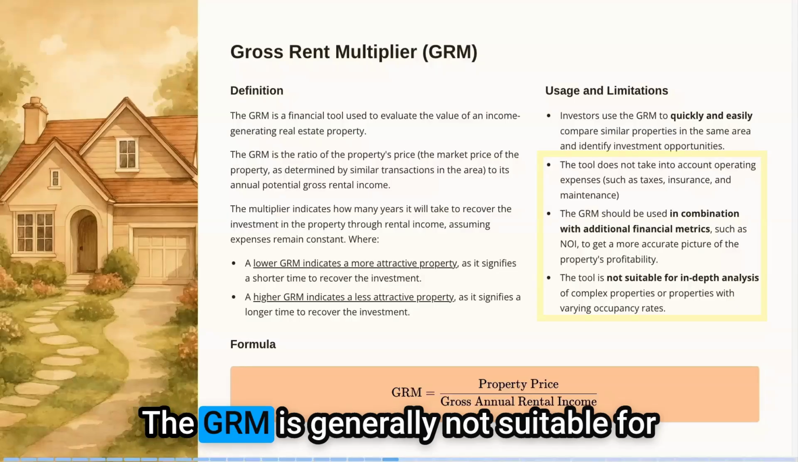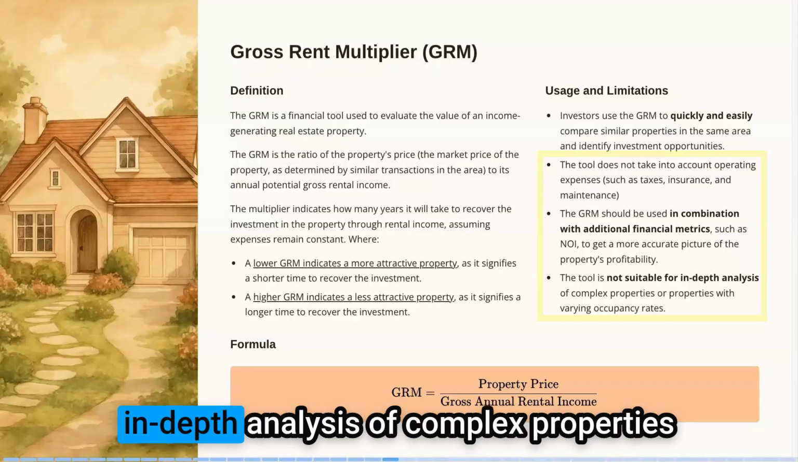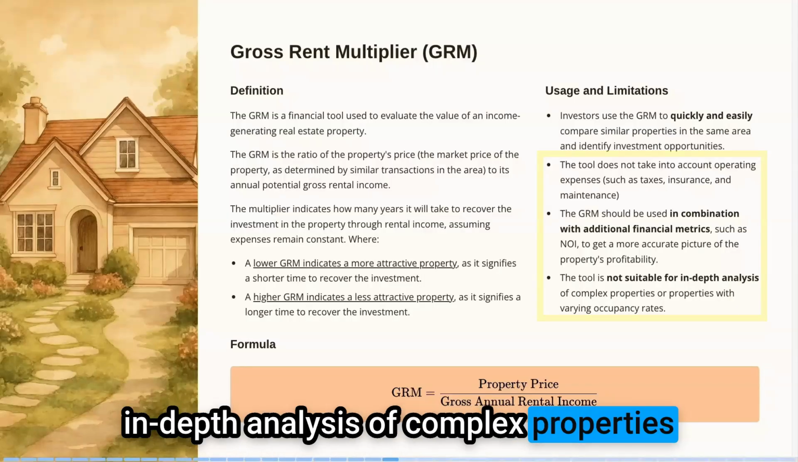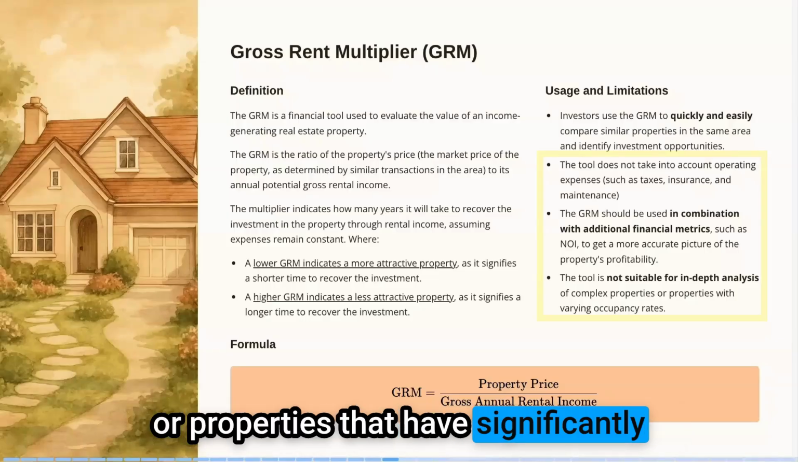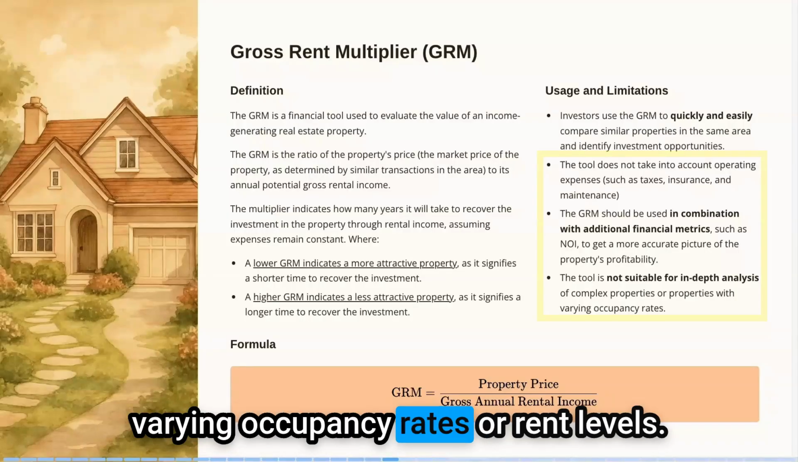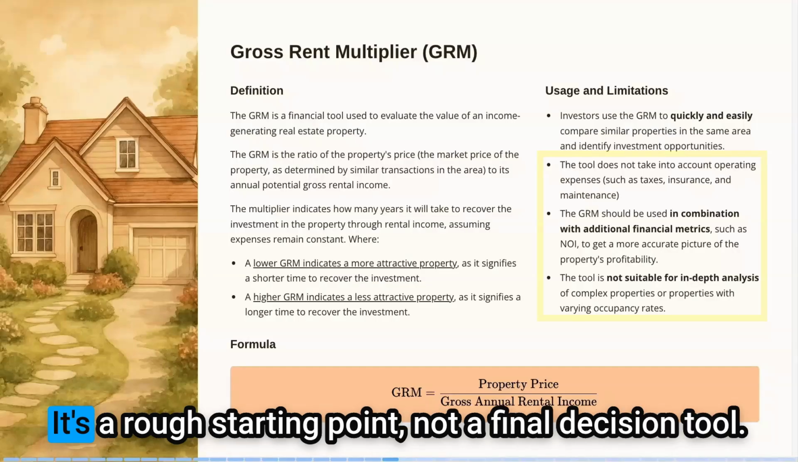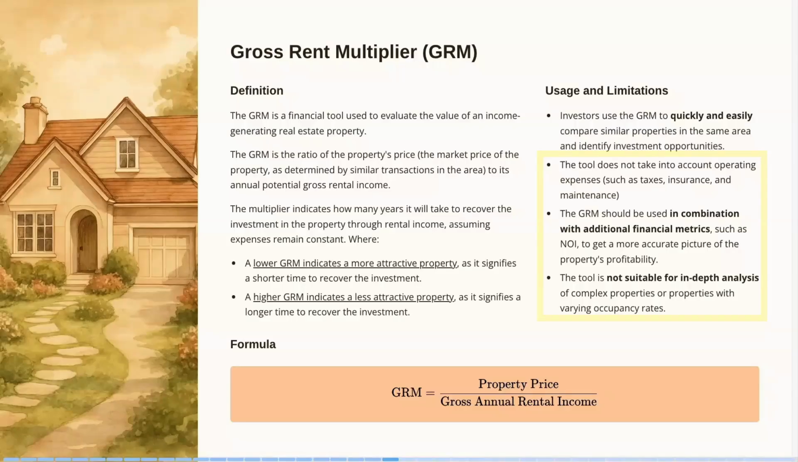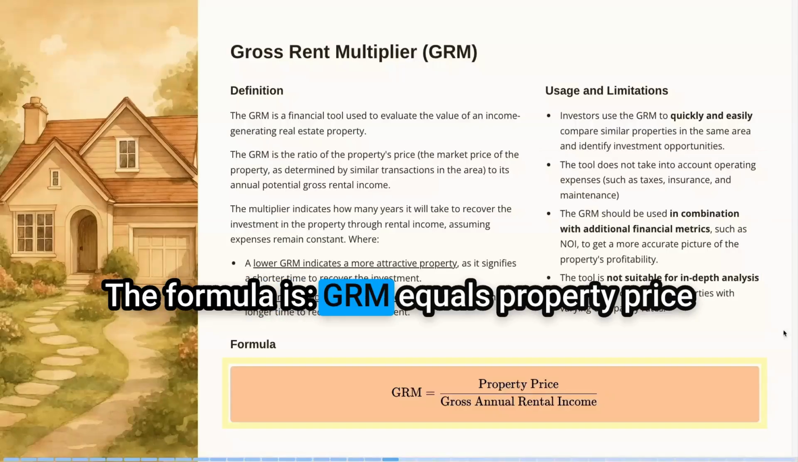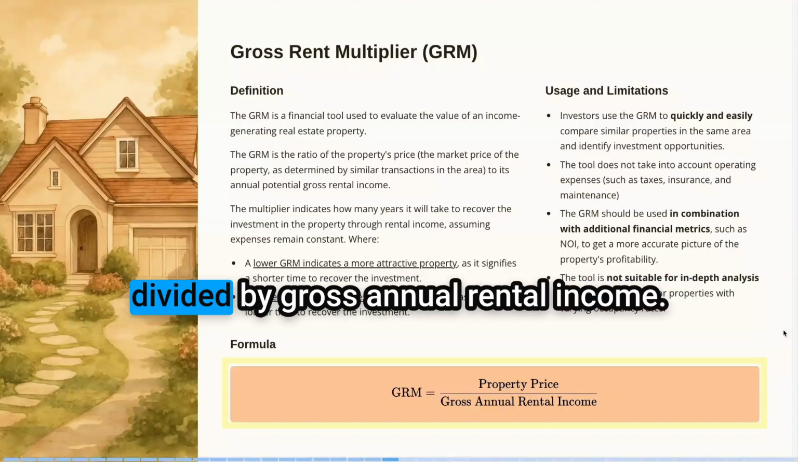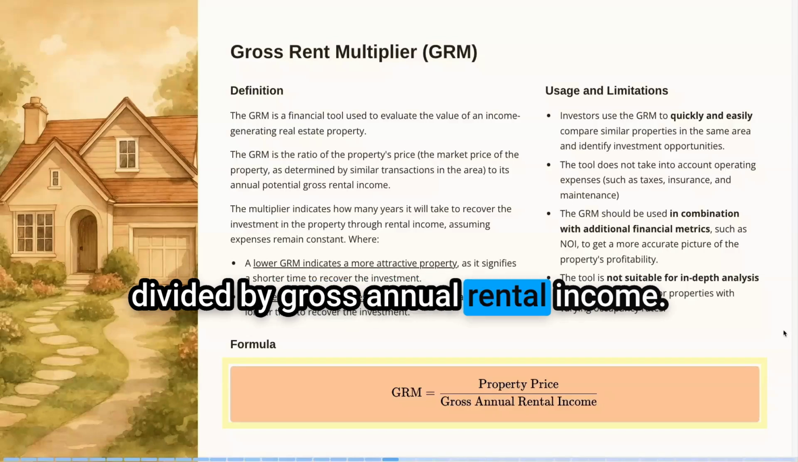The GRM is generally not suitable for in-depth analysis of complex properties or properties that have significantly varying occupancy rates or rent levels. It's a rough starting point, not a final decision tool. The formula is GRM equals property price divided by gross annual rental income.